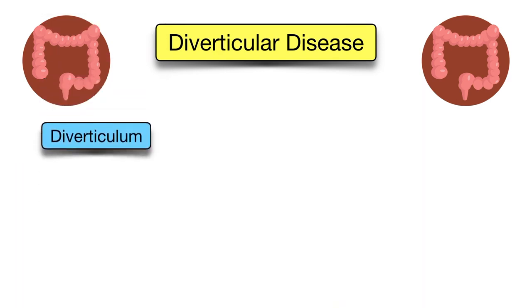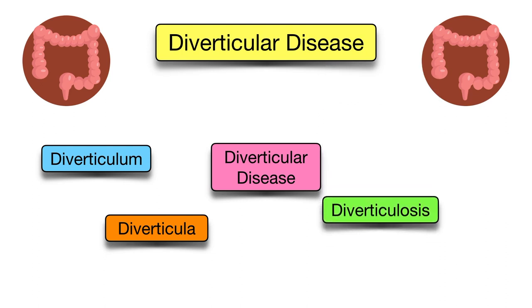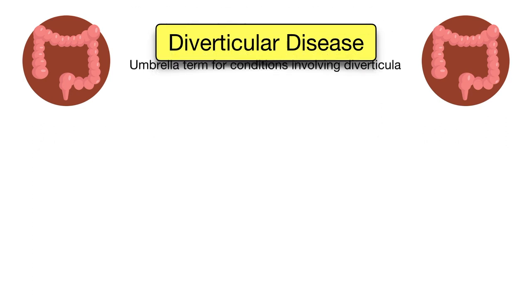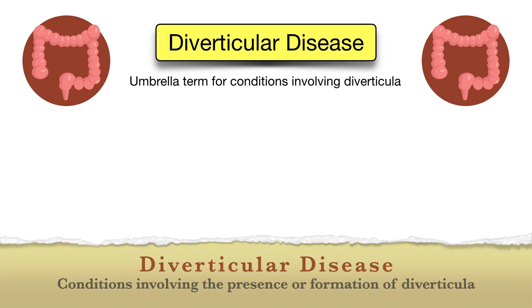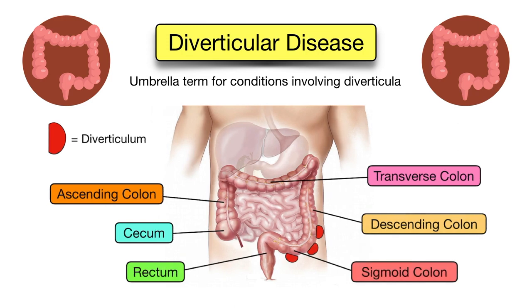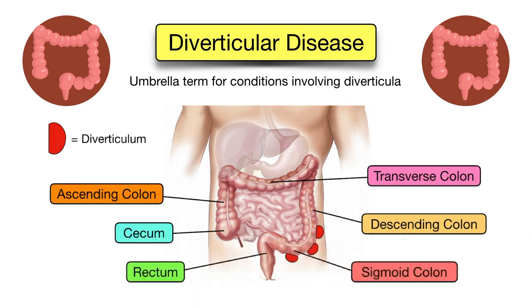The terms diverticulum, diverticula, diverticular disease, diverticulosis, and diverticulitis can cause confusion due to their similarities, so let's start off by defining them. Let's start with diverticular disease. Diverticular disease is the umbrella term for the conditions involving the presence or formation of diverticula. So what is a diverticulum or diverticula? A diverticulum is a small sac-like outpouching along the wall of a hollow structure.